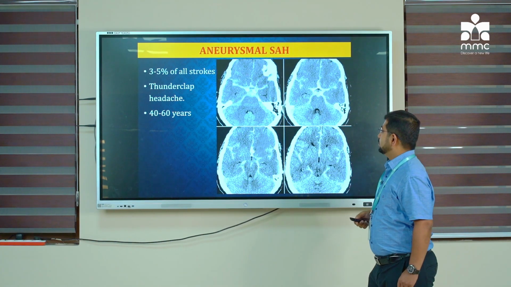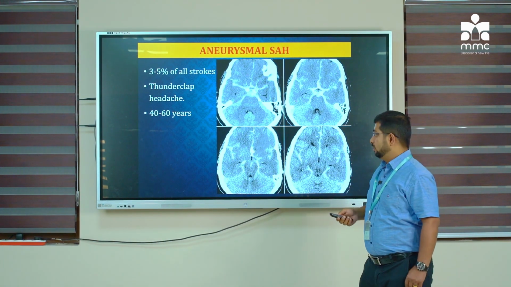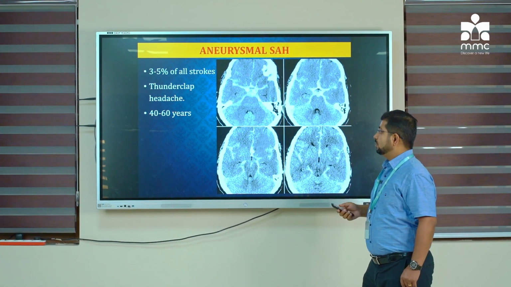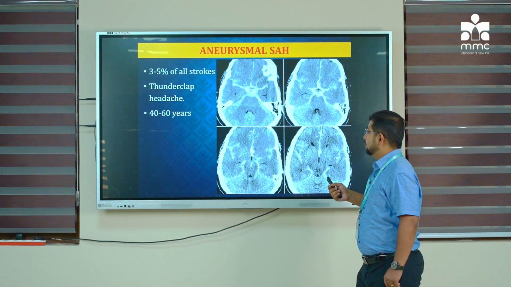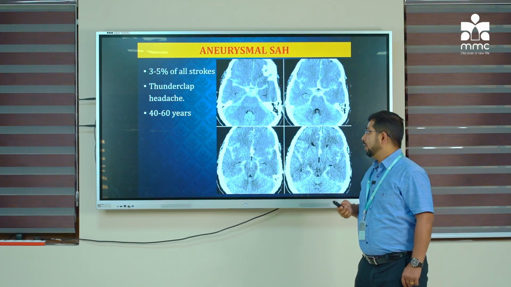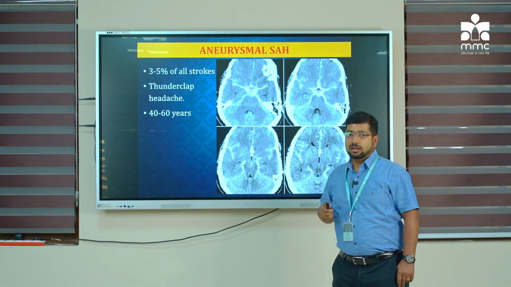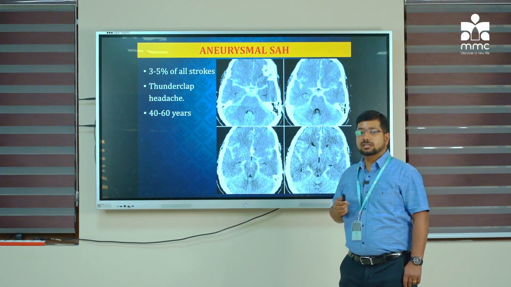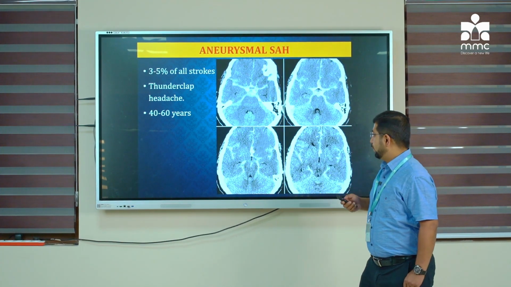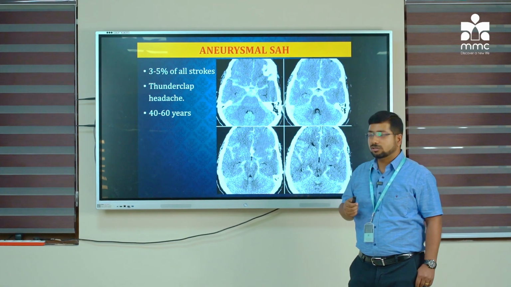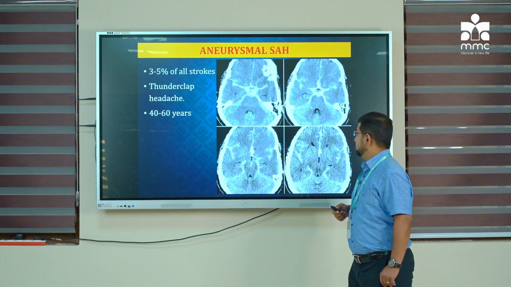Sometimes there can be aneurysmal rupture. An aneurysm is a small outpouching in the blood vessels. When it ruptures, it will lead to thunderclap headache. That is, the patient will tell you this is a sudden onset headache, which is the worst headache of my life. That patient will be around 40 to 60 years, and most of the patients will be hypertensive.